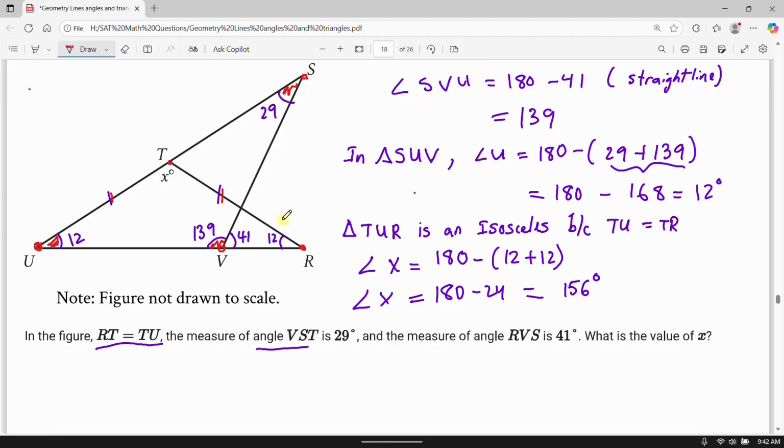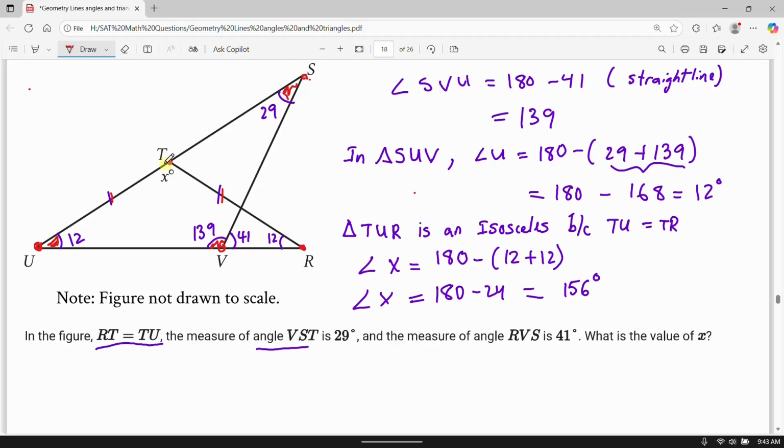Plus, I'm going to find the angle SVU. SVU is 180 minus 41, I get 139. Then I label 139 on the diagram. Then I'm going to use triangle SUV. I'm going to find the angle U by 180 minus (29 plus 139). I'm using the triangle sum theorem. That's going to give me the angle U 12 degrees.